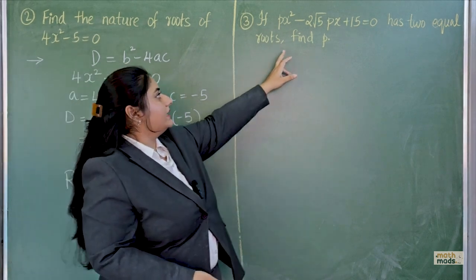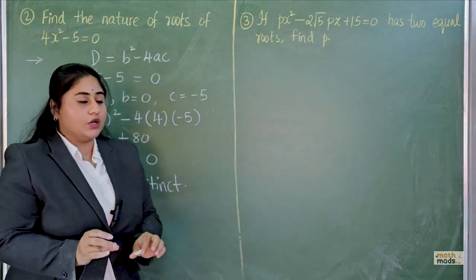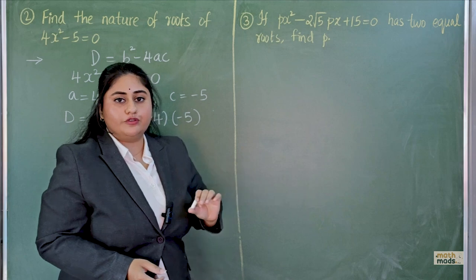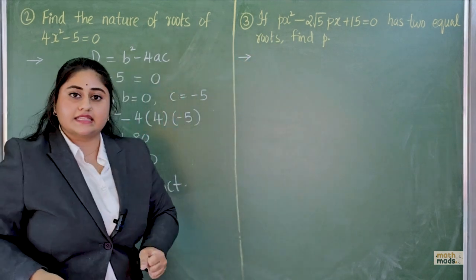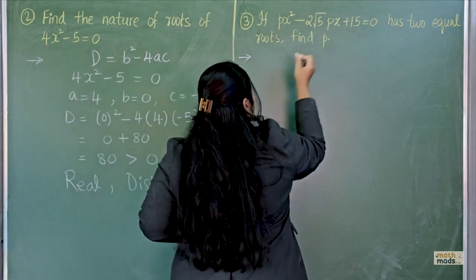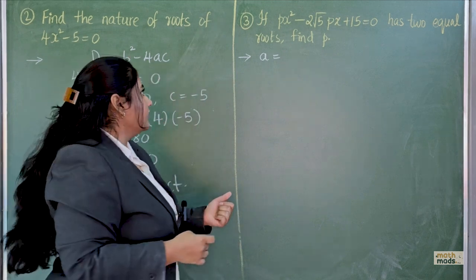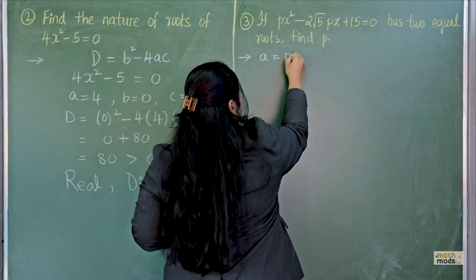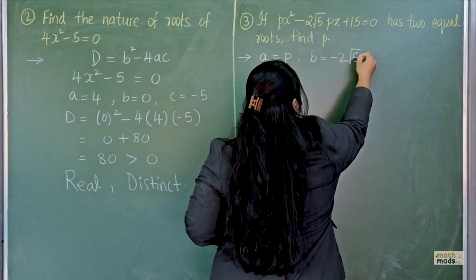If px square minus 2 root 5 px plus 15 is equal to 0 has equal roots, then find the value of p. So when do we say that a quadratic equation has equal roots? When discriminant is equal to 0. So from the given question, let's write down the values of a, b and c when we compare it to standard form. So a is equal to p, b is equal to minus 2 root 5 p.